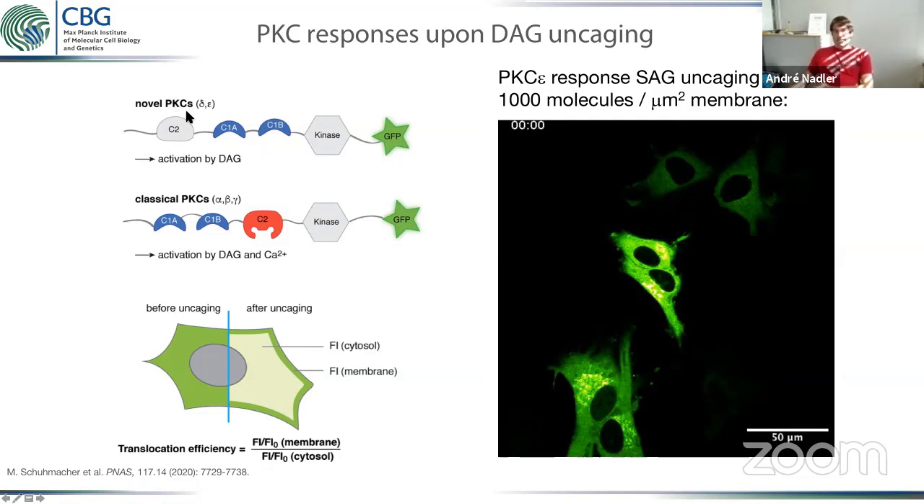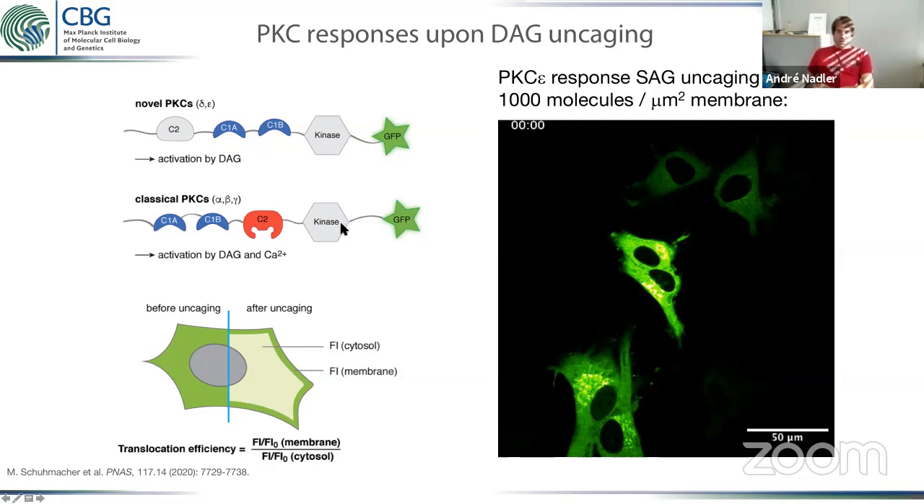Diacylglycerol-reactive protein kinase C isoforms come in two flavors. You have novel PKCs, which essentially have tandem C1 domains, and these are the domains that actually bind diacylglycerol and recruit the PKC to the plasma membrane. And then you have classical PKCs, which have an additional membrane binding motif together with the C1 domains. That's the so-called C2 domain, which binds calcium and anionic phospholipids. So these kinases have a much more complicated membrane recruitment mechanism.